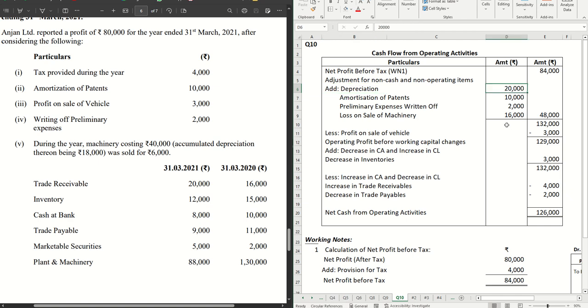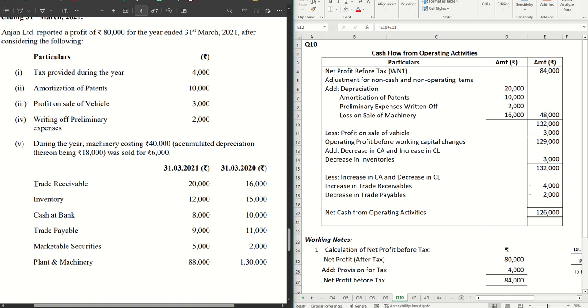This one, be very careful here. There is a lot of chance you might end up making a mistake. Having done these adjustments, 16,000 also comes here, the loss on sale of machinery. Don't forget that. And we get 1,29,000 as operating profit before working capital changes.